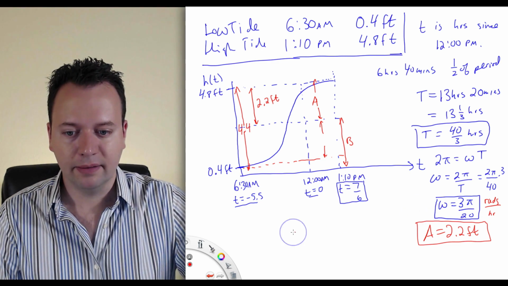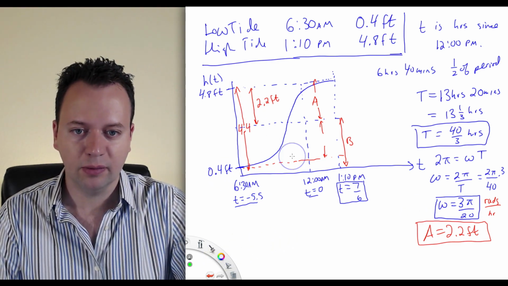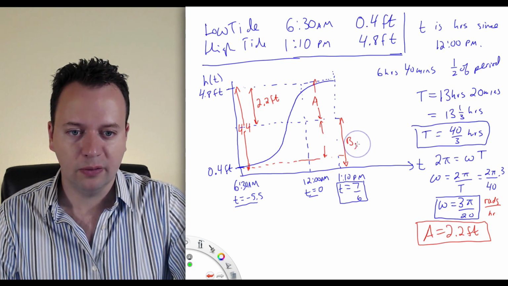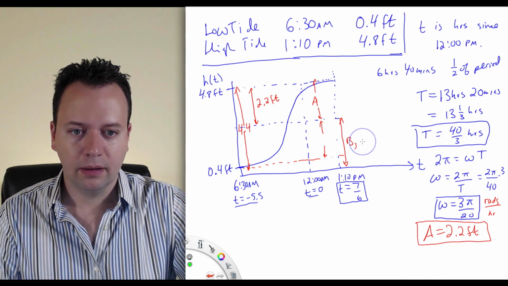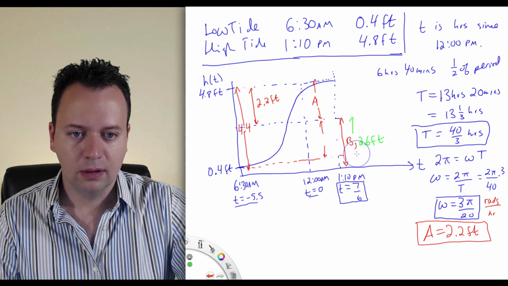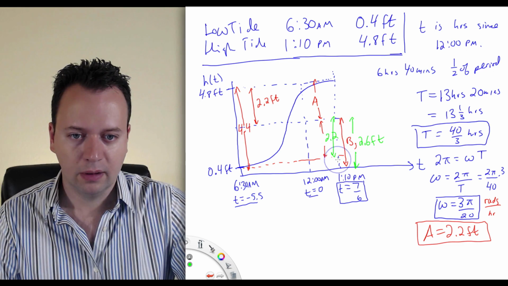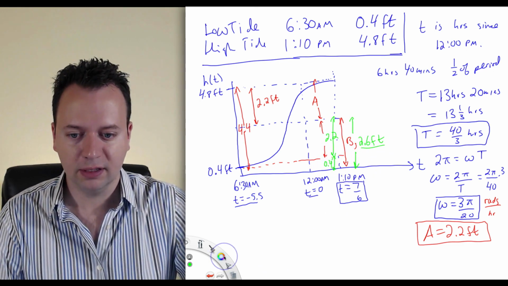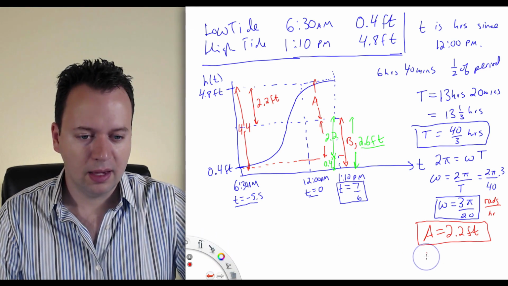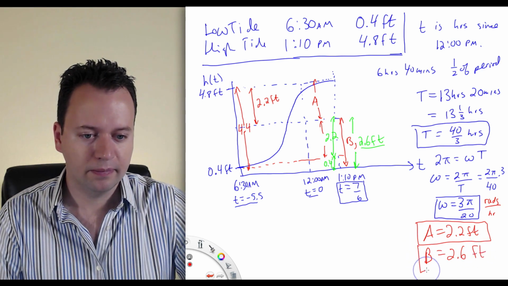Then the midline is just going to be the amplitude plus this starting point, so plus the 0.4. So the midline is going to be 2.2 plus 0.4, 2.6 feet. Because we have 2.2 feet here, and then we have 0.4 down there. So the whole thing together gives me 2.6 feet. So the midline is going to be at 2.6 feet.